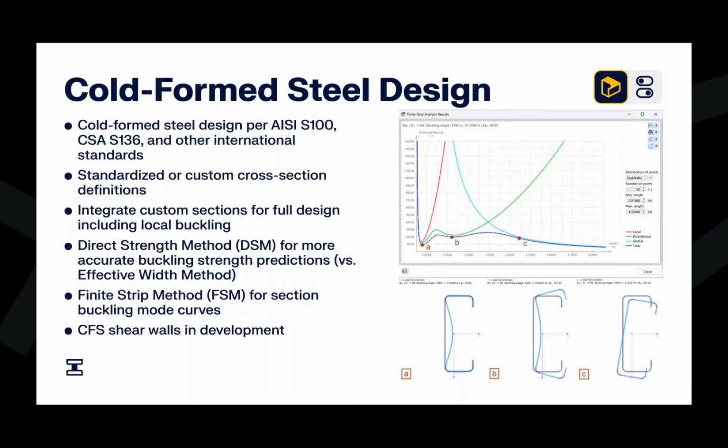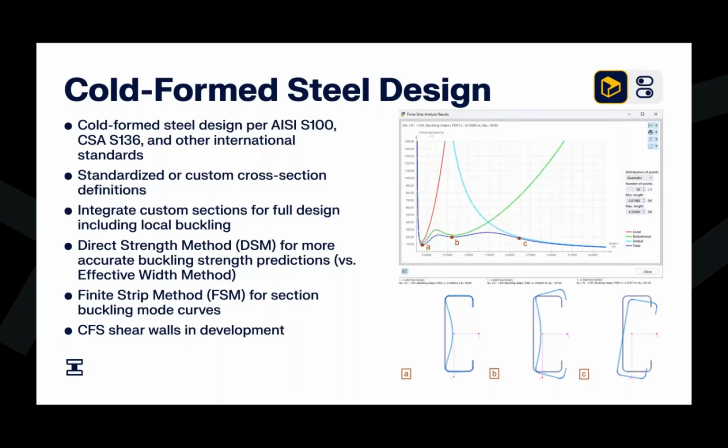Or again, integrating from our section for much more complex custom cross sections. I will mention this here and a few more times as well. The really powerful thing when we're talking about cold form steel or ADM aluminum sections is the ability to also design these members, but check local buckling. So not all competitor programs are able to do that.